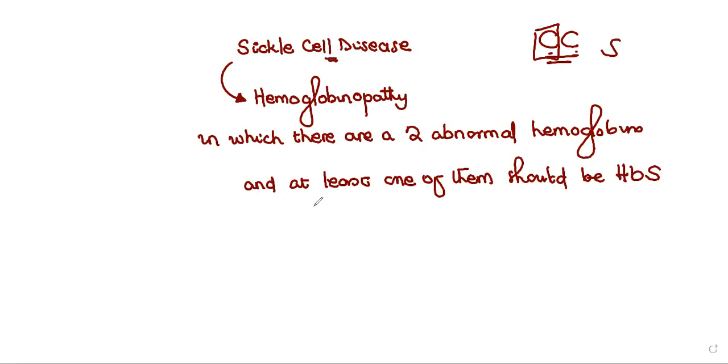Yes, Doc. At least one of them. So it means that HbSS is a sickle cell disease because at least one of them was an S, and the other is also an S. Okay? HbSC, yes, it is a sickle cell disease. Why? Because two of the hemoglobins are abnormal, and at least one of them is an S.